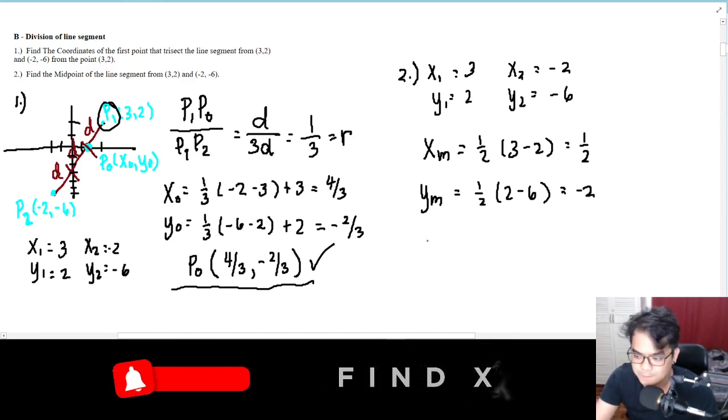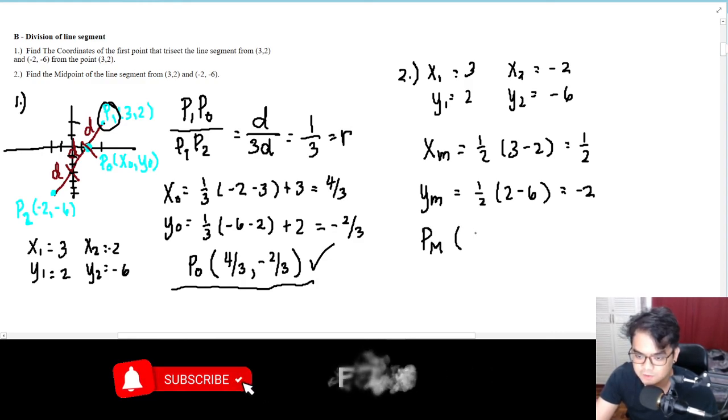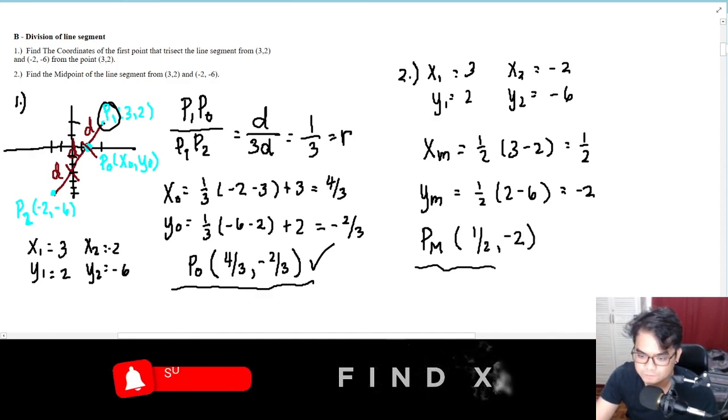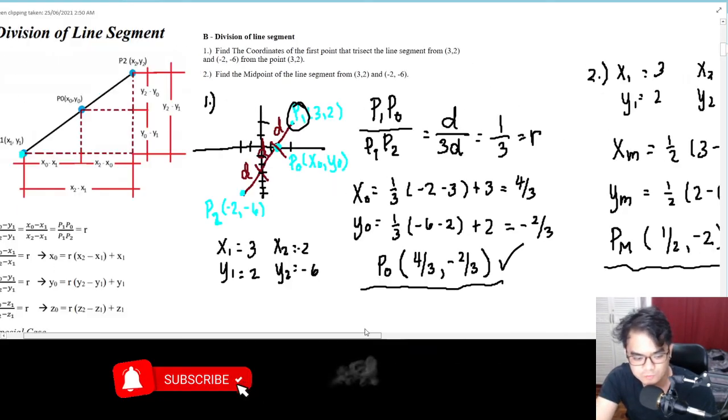Therefore, the midpoint, let's say that is PM, is (1/2, -2). And this will be the answer. So let's move on to the next topic.